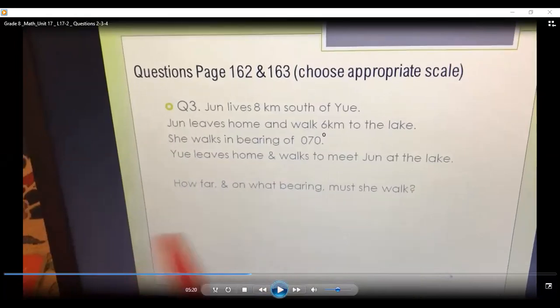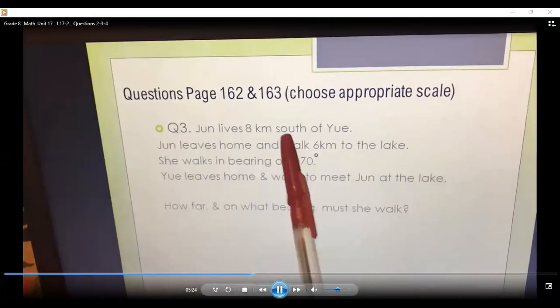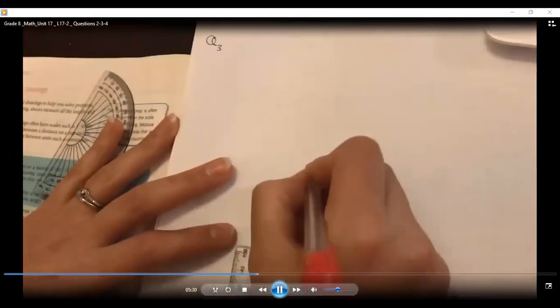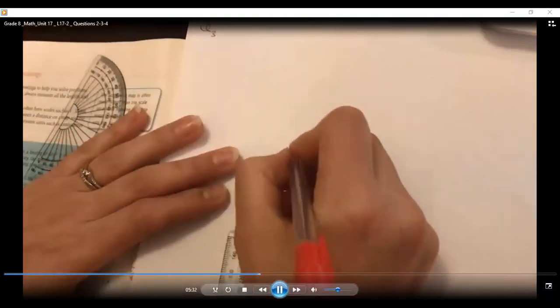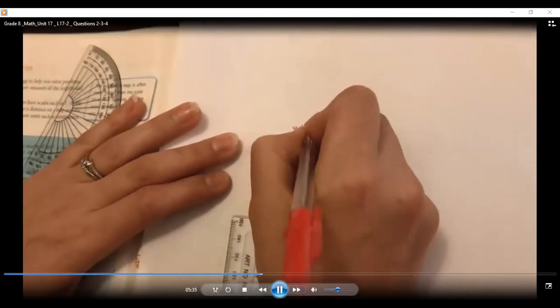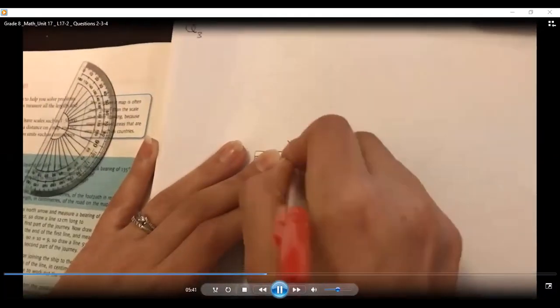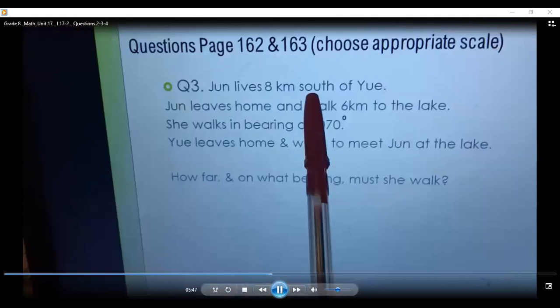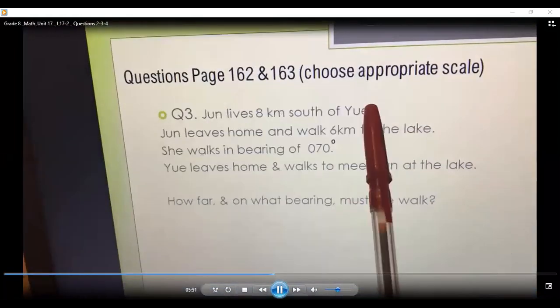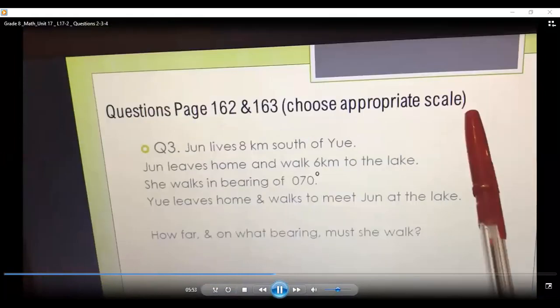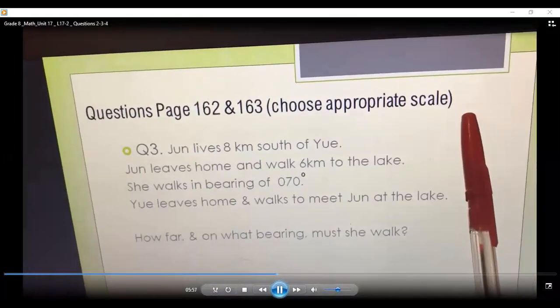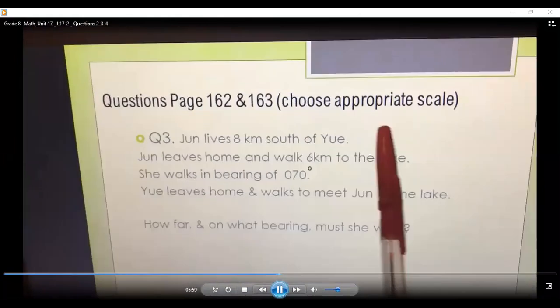It's hard to understand the question. First of all, they said that John lives south of Yi. So if we have Yi here, we have Mr. Yi here. I don't know if I'm pronouncing his name right. John is south, so we have to go by south. How much is that? It's 8 kilometers. Teacher, I know south, but 8 kilometers, how many centimeters should they be? What do I need? I need to choose an appropriate scale for this question. They didn't write an exact scale, so you can go by any suitable scale.